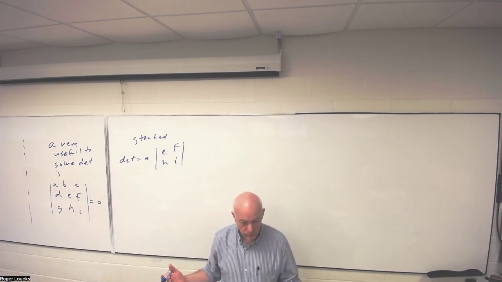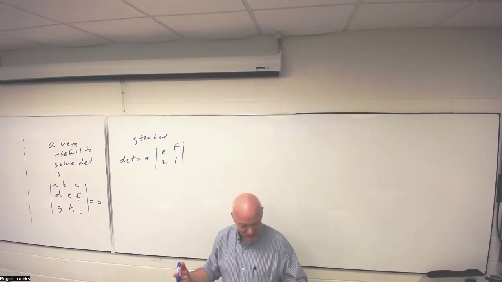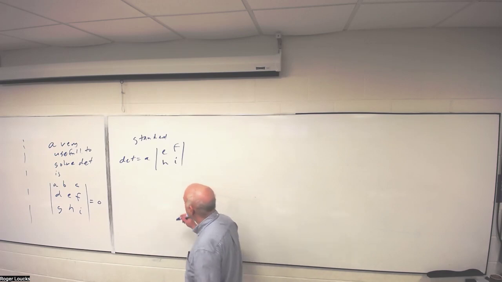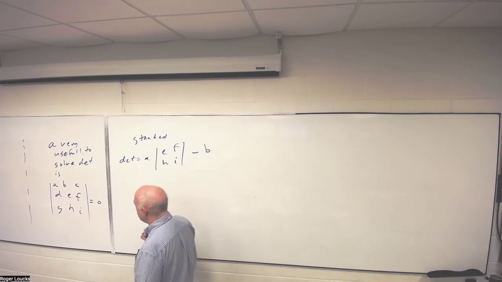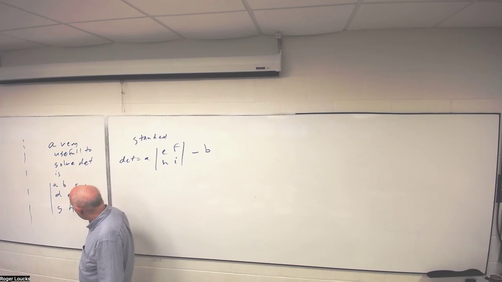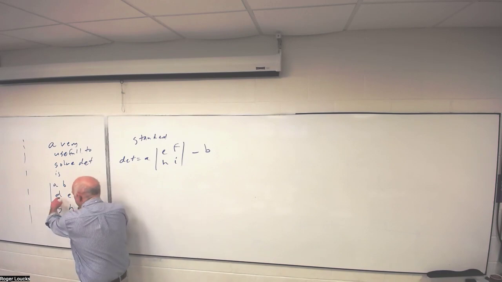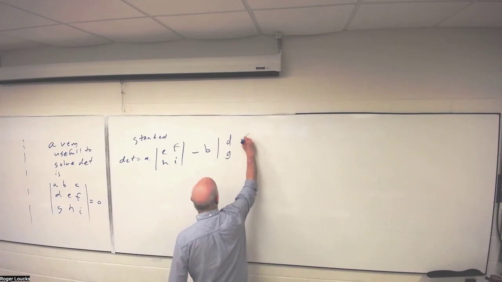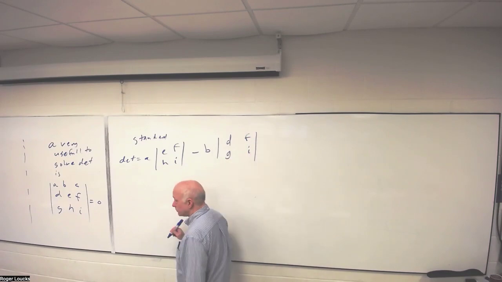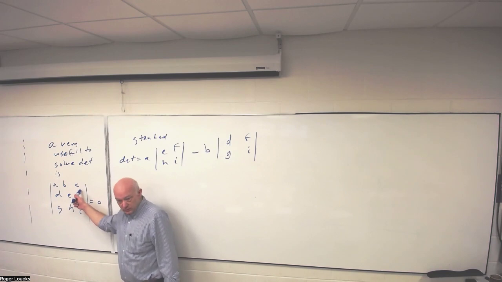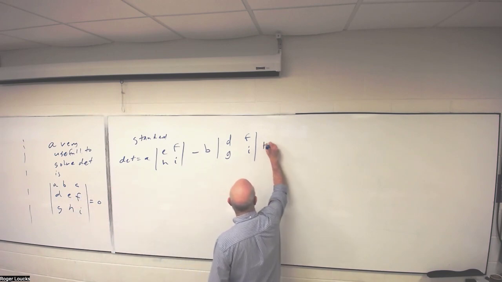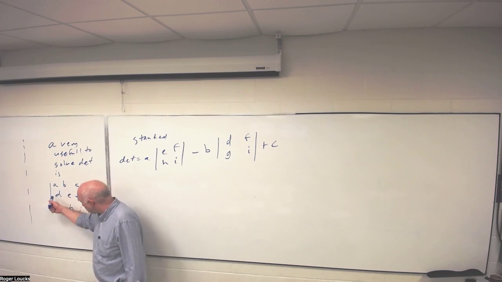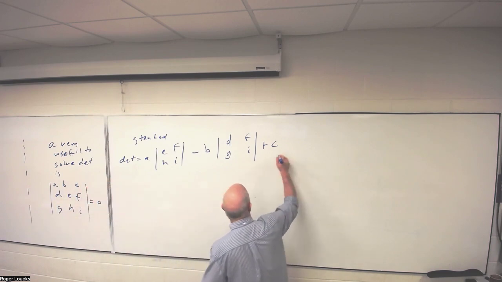The sign changes, because remember the cofactor term there, you get this minus B. Then you cross out this column and this row, and you look at the determinant formed by the other columns. So this is D, G, F, I. And then you hop over to C and do the same thing: cross out this column and this row, and look at the little 2 by 2 formed here.